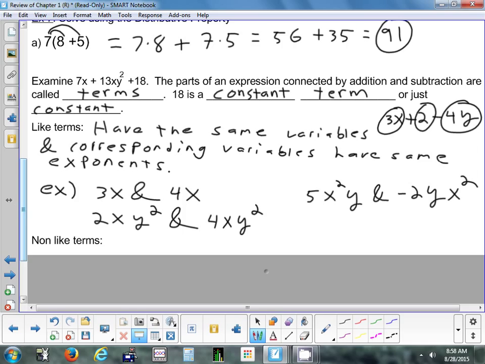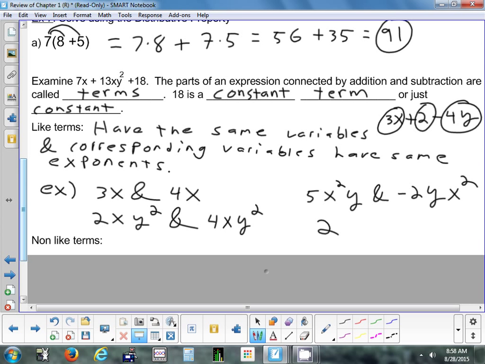1 and 1. These are like terms. They're written in a different order. Probably not the best way to do it, but same letters, same exponents. Much better to write it in the same order, though. But those are all like terms.